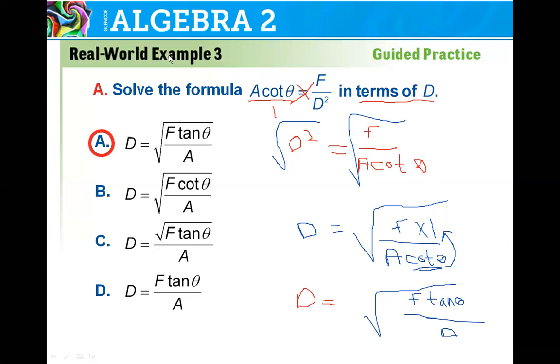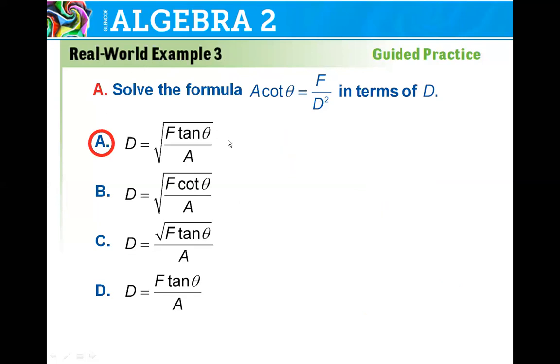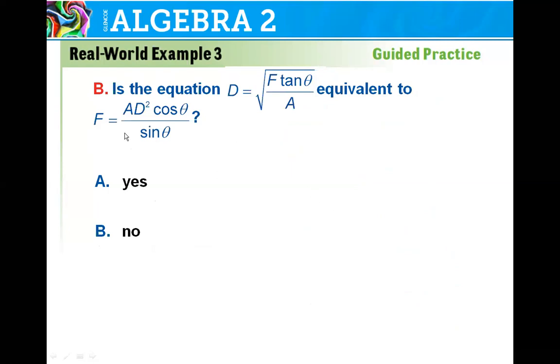I'm going to the next example. Is the equation D equals root of F tan theta over A equivalent to F equals A D power 2 cosine theta over sine theta? Equivalent means they are equal. If these two expressions are equal, we will know the answer. Okay.